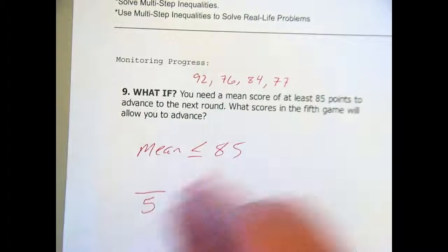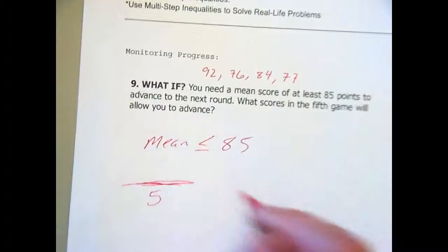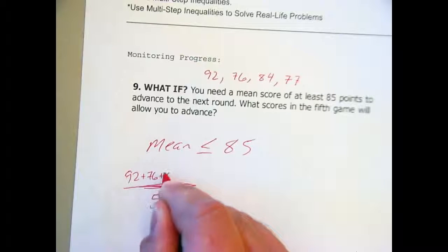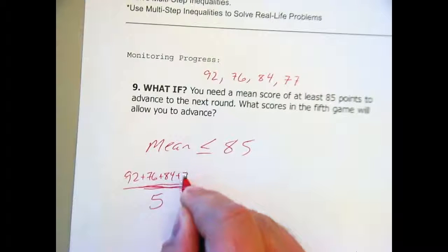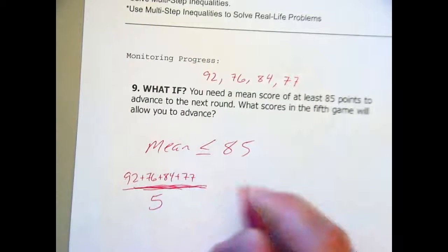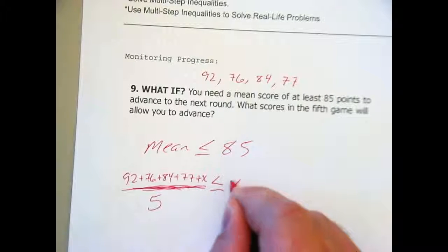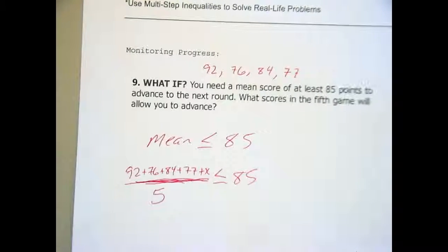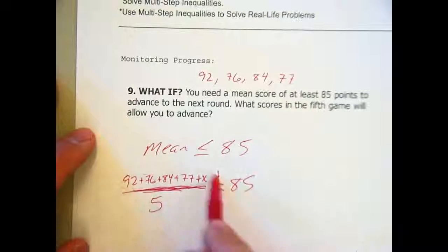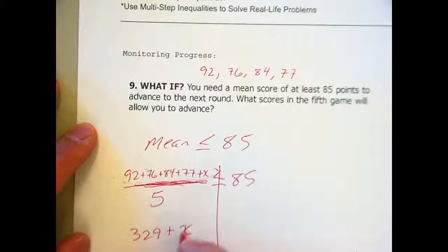So how do we find what's on top? Good. Add them all up. And what's the 5th one we have to add in there? Yeah, we can call it x. So what's our numerator? That's the top number, by the way. 329 plus x.